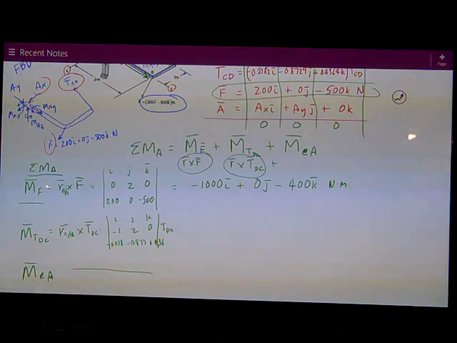Then I've got the moment caused by the cable force, and I'm going to show you there's a quicker solution to this. Some number I, some number J, as I evaluate that determinant, some number K, and those are also Newton meters. Then the moments at A: I have moments in all three directions, MAX in the I, MAY in the J, MAZ in the K.